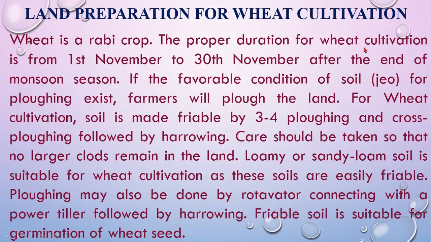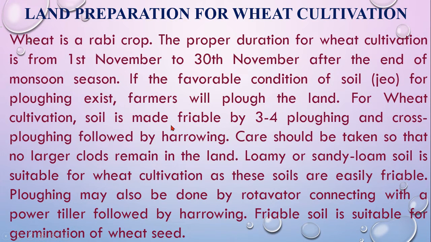The proper duration of wheat cultivation is from 1st November to 30th November, after the end of the monsoon season. That means when the monsoon season ends, that is the time we start cultivating the wheat crop, in the rabi season. I told you the rabi season is in the winter season. If the soil condition is favorable for plowing, farmers will plow the land.